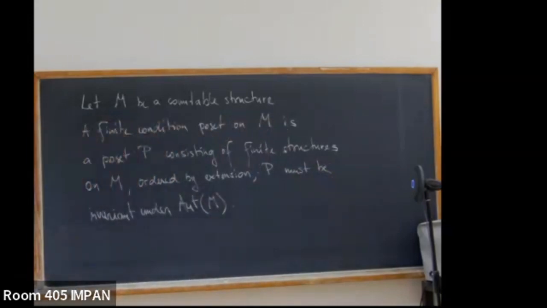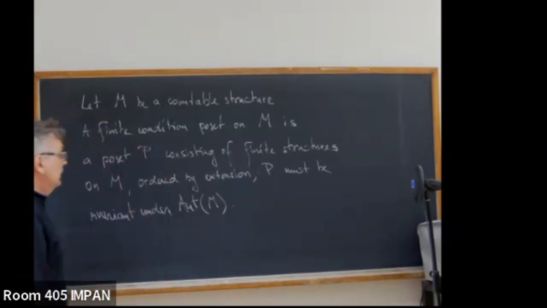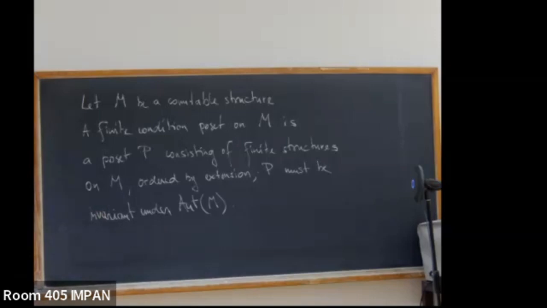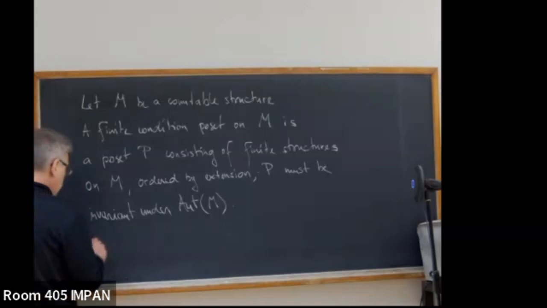And now the question becomes, as an example, suppose that you want to add a coloring. So a natural thing to consider for P would be the poset of finite G colorings. Okay. It's also clear that we need to somehow make sure that we are able to extend the structures that we're looking at. So it should be the case.